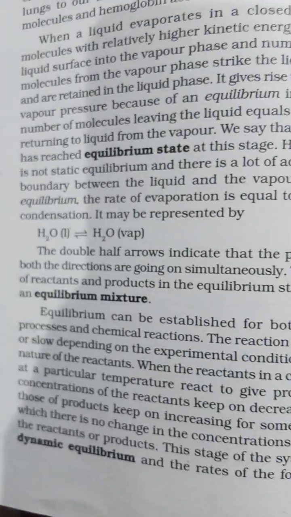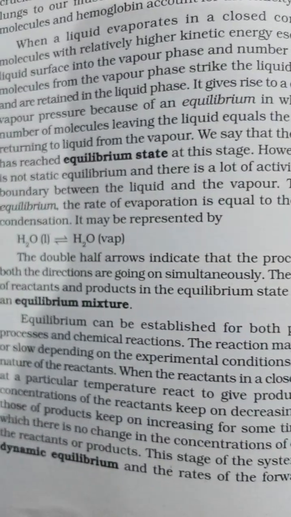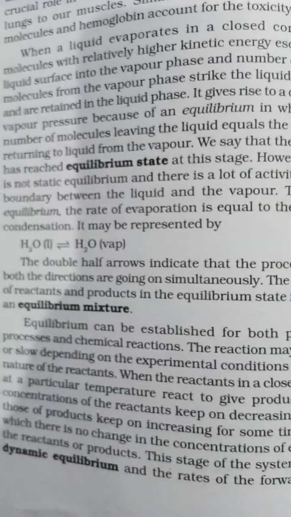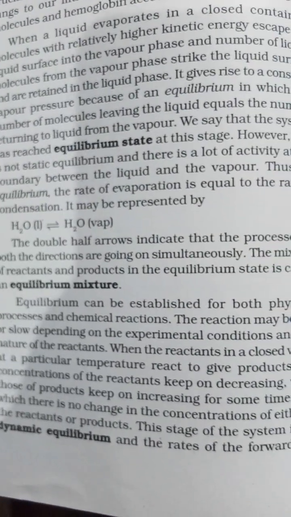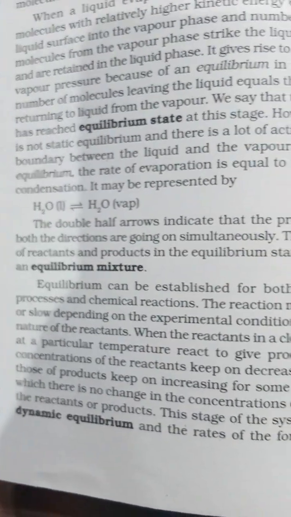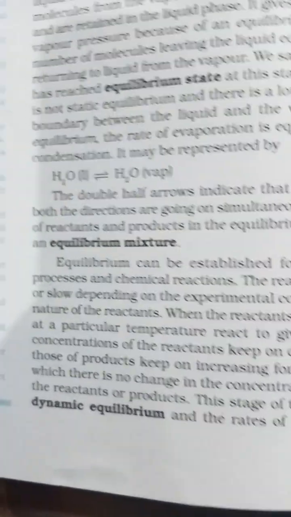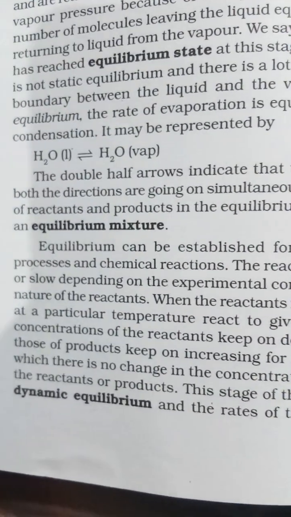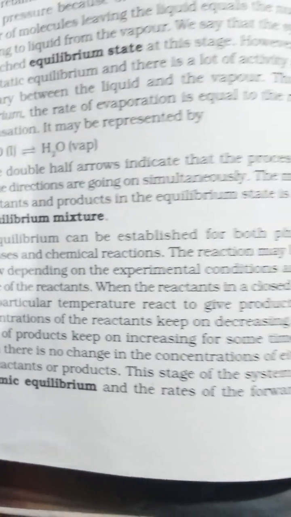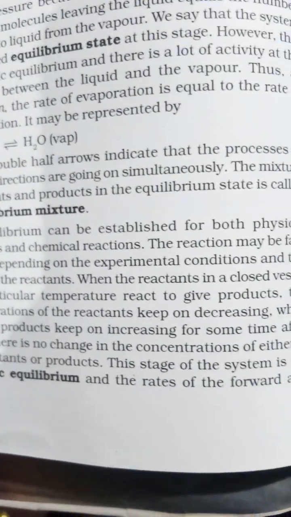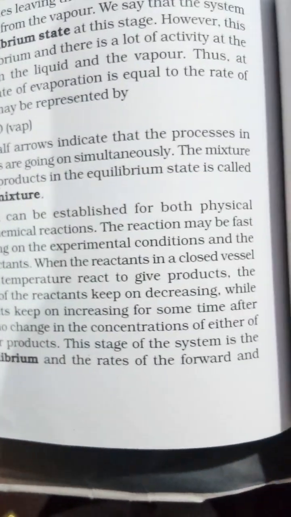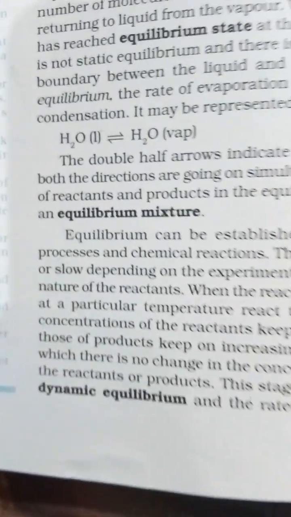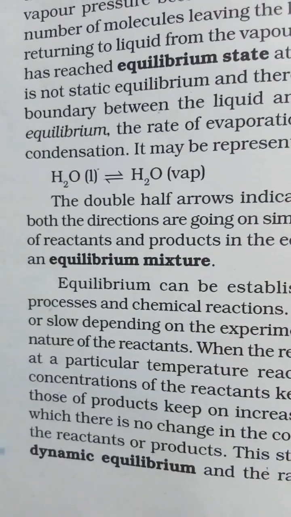However, this is not static equilibrium, and there is a lot of activity at the boundary between the liquid and the vapor. Thus at equilibrium, the rate of evaporation is equal to the rate of condensation. It may be represented by H2O (liquid) ⇌ H2O (vapor). The double half arrows indicate that the processes in both directions are going on simultaneously. The mixture of reactants and products in the equilibrium state is called an equilibrium mixture. Double half arrow, you can see, simultaneously.